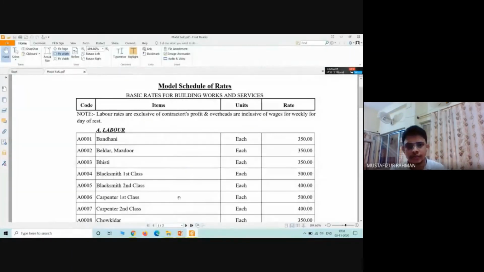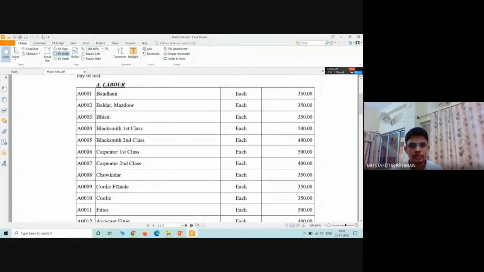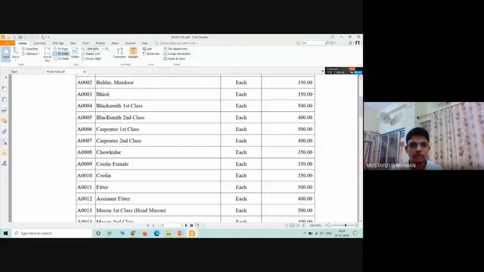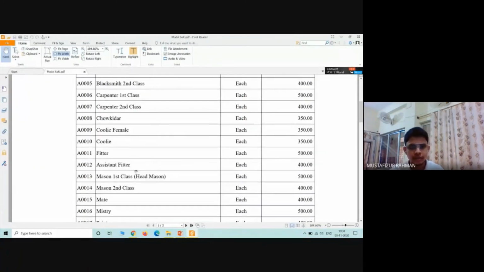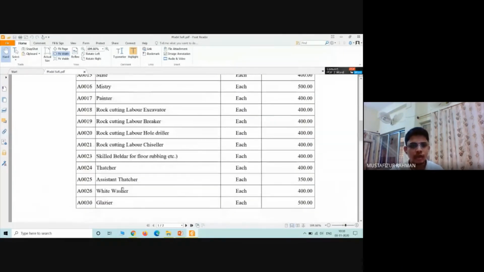Then this one I have shared with you. So this is a model schedule of rates that we shall be using. Here we have different types of Mazdoors and laborers. Okay. Blacksmith, first class, second class, carpenter, coolie, whatever. So that we will be using as per our requirement.